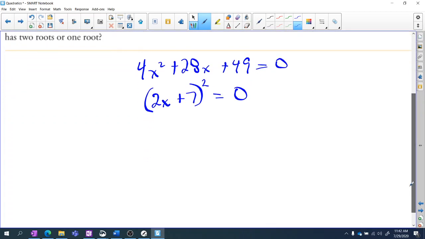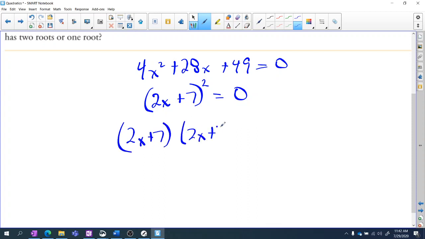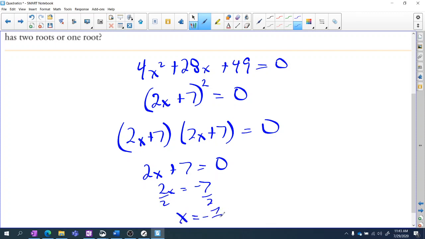Well, 2x plus 7 squared simply means 2x plus 7 multiplied by 2x plus 7, which means that both factors are going to give you the same x value that would make them 0. So just pick one of them. Say, well, what makes the bracket 2x plus 7 become 0? Just solve this for x. Take your 7 to the other side, you get negative 7. Divide by 2, divide by 2. So if x was negative 7 over 2, and this one would give you the same thing. That's why there's only one answer. So if you were to graph this, the vertex would be situated right on the x-axis. That's why you're only getting one answer.